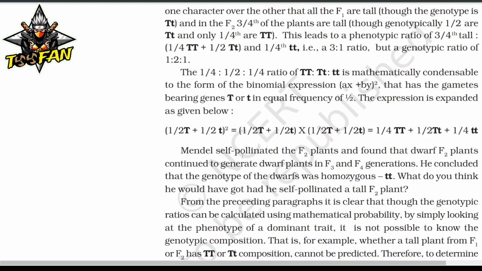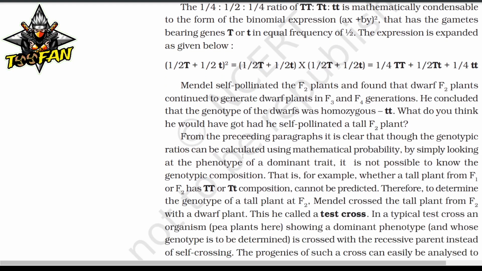From the preceding paragraph, it is clear that though the genotypic ratio can be calculated using mathematical probability, by simply looking at the phenotype of a dominant trait it is not possible to know the genotypic composition, that is, for example, whether a tall plant of F1 or F2 is TT or Tt cannot be predicted. Therefore, to determine the genotype of the plants at F2, Mendel crossed the tall plant from the F2 with a dwarf plant. This is called a test cross.